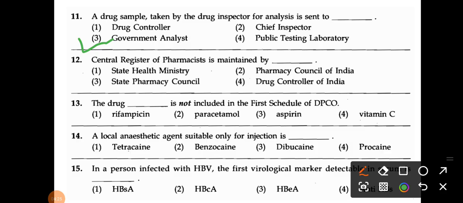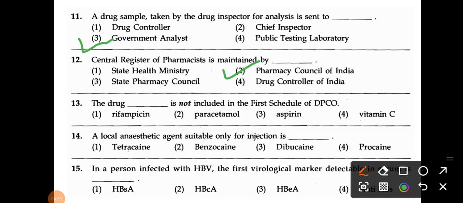Then question number 12, the central register of pharmacists is maintained by. So first, state health ministry, then PCI, then state pharmacy council and the drug controller of India. So here the correct answer is your PCI, that is the Pharmacy Council of India, which maintains the central register of pharmacists.